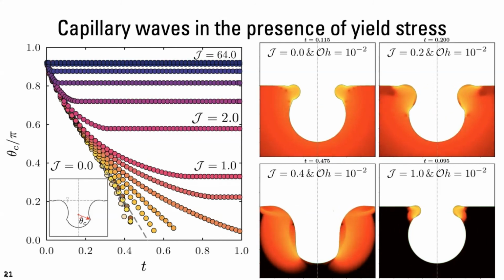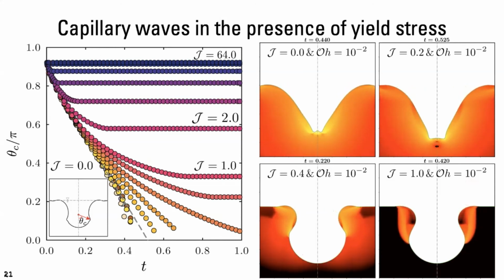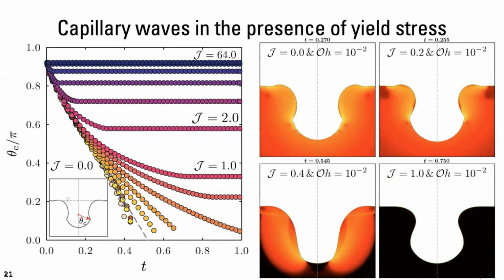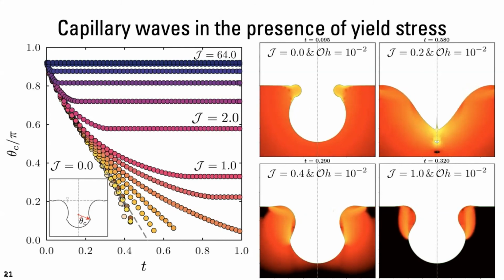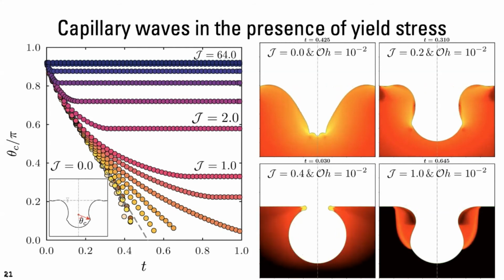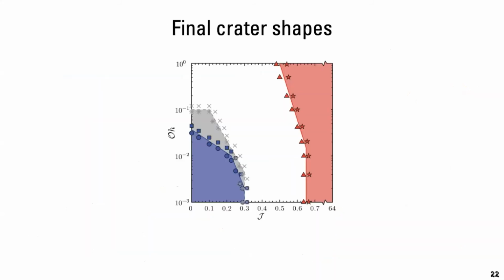And as you can see for this case over here, and for different other cases before, in presence of a yield stress liquid, the flow stops once the stresses are below the critical yield stress value, and this can lead to some final crater shapes which have a non-zero surface energy. And we can characterize these final crater shapes using the same Ohnesorge and J phase space that we used before.